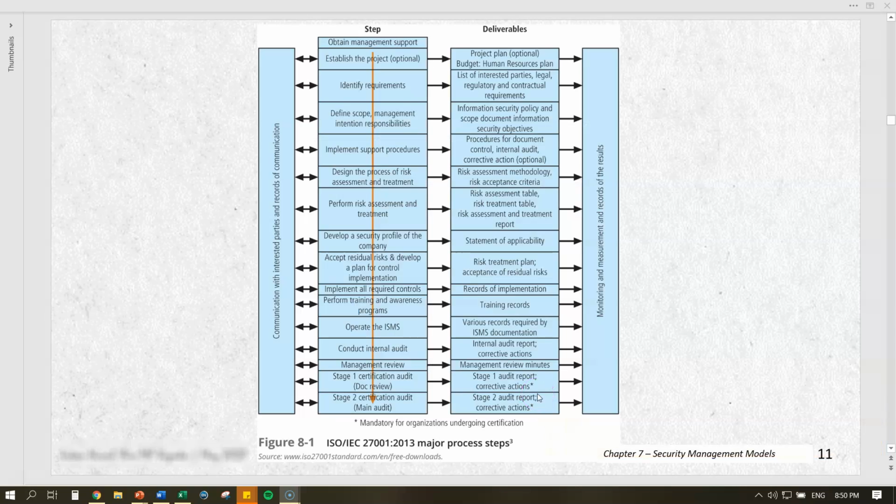This is the major process steps that need to be taken if you want to create ISO 27001 security management models at the organisation. And the organisation memang dia kena ikut step by step semua keperluan yang disenaraikan. Kalau dia tak dapat penuhi setiap keperluan ni, dia memang tidak akan dapat certification of the security management models tu.